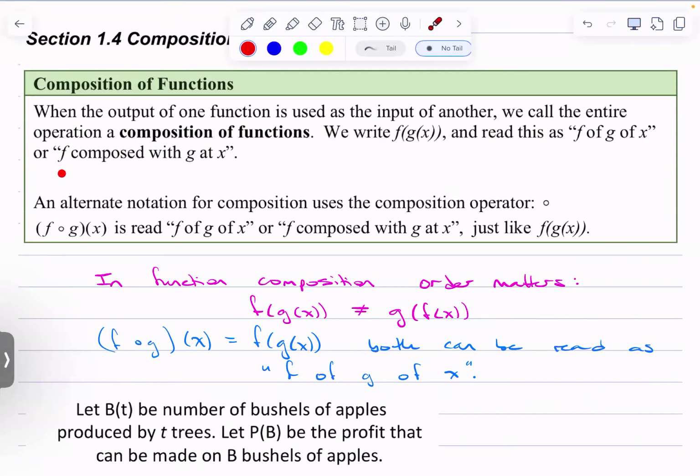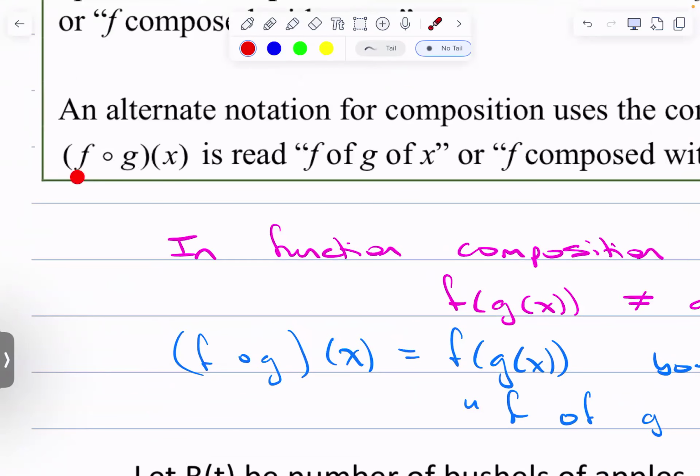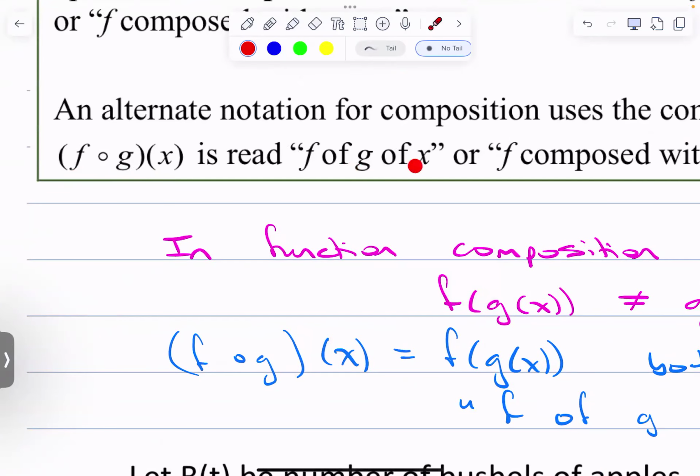We can also say f composed with g at x, but I find that that is less leading in terms of what you're doing. I prefer f of g of x because it's just a little bit easier to understand. But it does introduce this other operator, which is the composed with. It's just a little open dot. And so what it looks like is f composed with g of x, which you can still read as f of g of x.